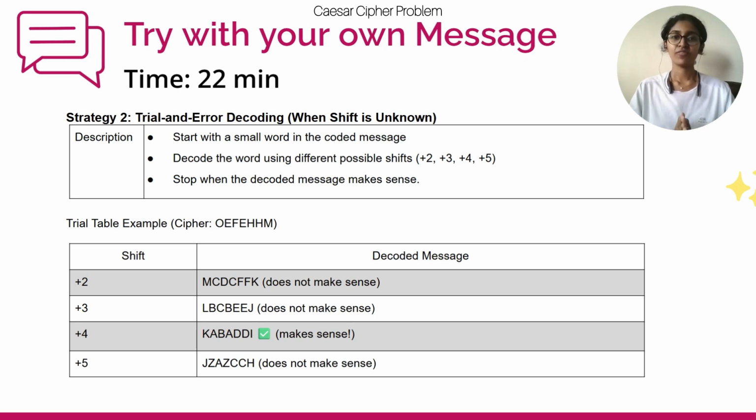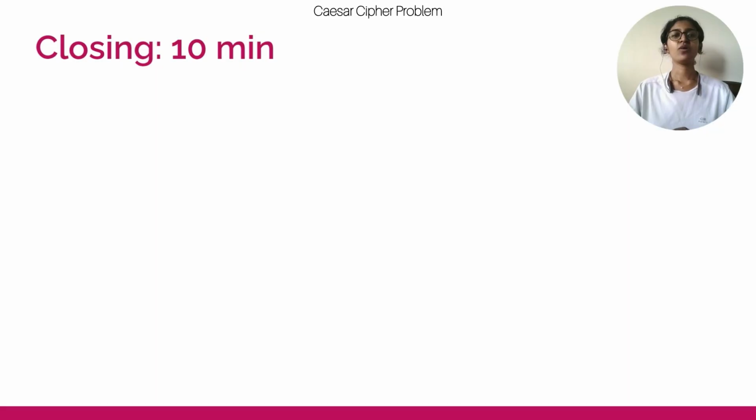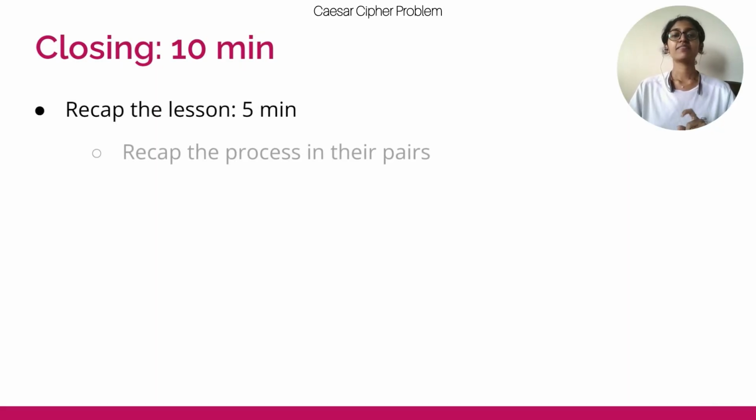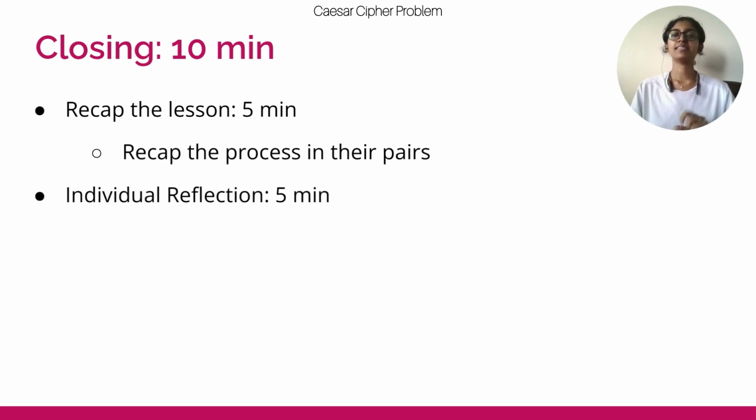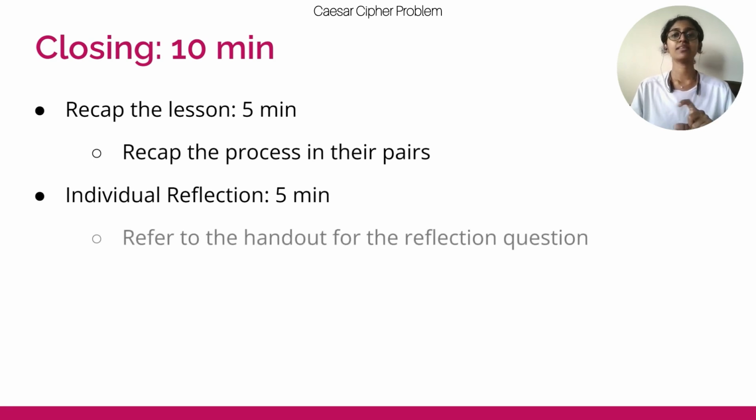Now, with the different strategies our students might come up with, we have almost reached the end of our lesson. We do a closing for the last 10 minutes. In the first 5 minutes, we ask the students to recap the process and use cold calling to call on students and make a list of the steps involved in the process. In the next 5 minutes, the students will do an individual reflection based on a reflection question which is already in their handbook. For the reflection question, please do refer to the handbook.